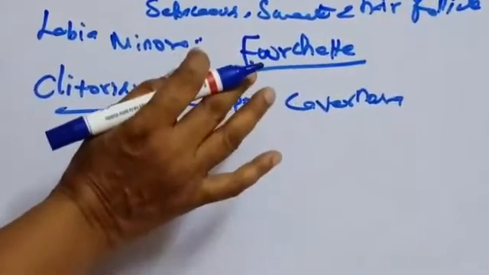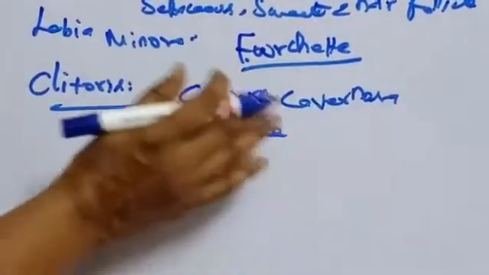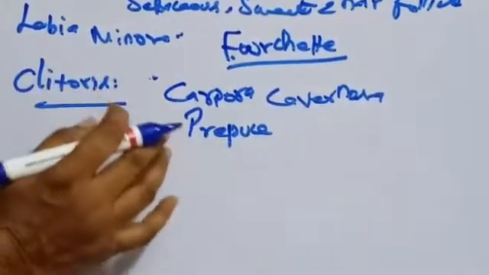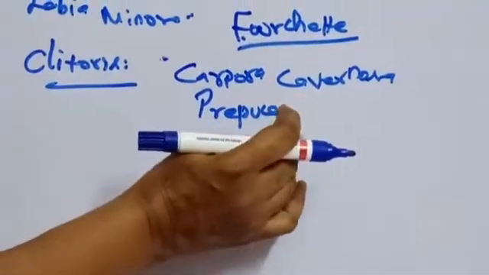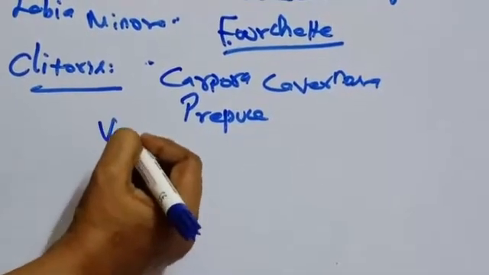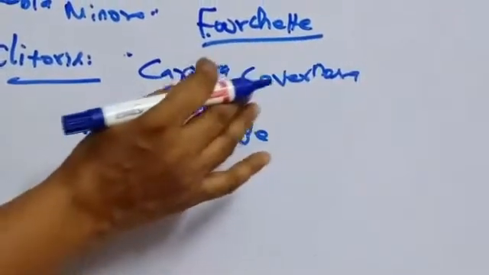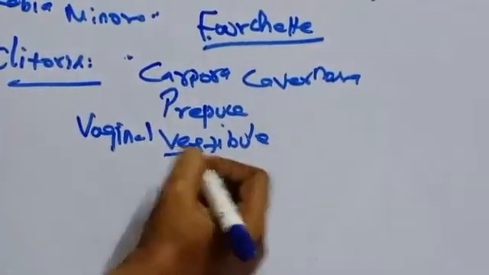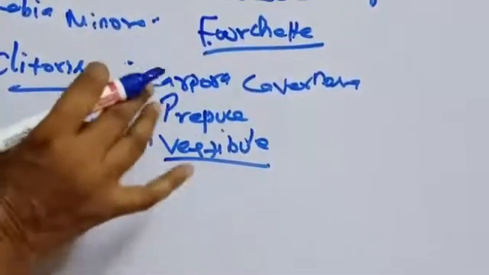cavernosa. Okay, and the skin which covers the glans of clitoris is called what? Prepuce. And the terminal part of the vagina and the urethra open separately, so they form a common chamber called the vaginal vestibule. How does the vagina open outside? Through a slit-like aperture or triangular space called the vestibule.